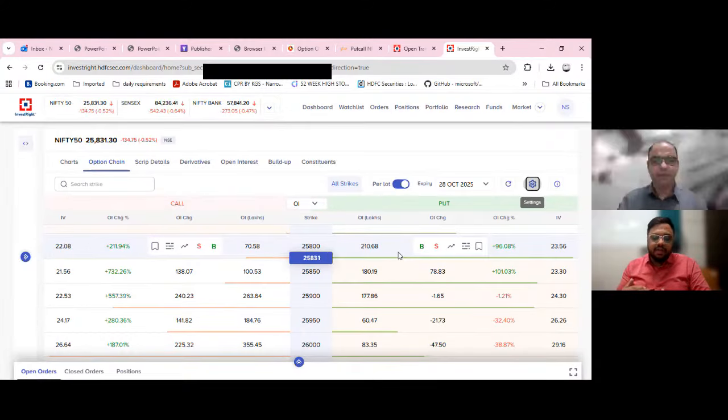The probability will be in the favor of a bull call spread, because we are protecting ourselves and we are not going to give the entire premium to the market. We are planning for the bull call spread. So at this level, bull call spread will be very fruitful.